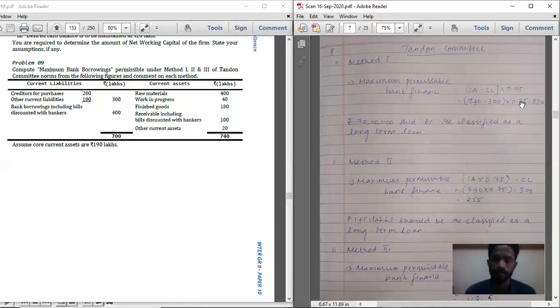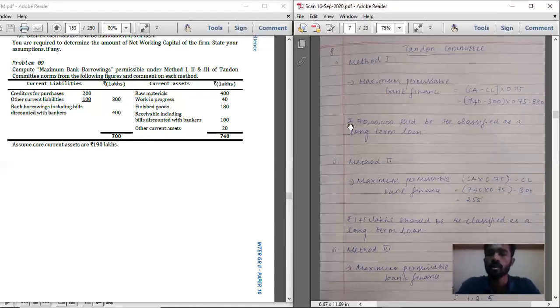Tandon committee is setting up three methods. Under the three methods only you can give loan, that is working capital loan. Above that you can't give any working capital loan to any company. So under method 1, the maximum permissible bank finance is only 330 lakhs, whereas bank has already given 400 lakhs of working capital loan. So out of that 400 lakhs, 330 can be allowed. Remaining 70 lakhs should be disallowed and it should be converted into long-term loan. It should not be kept as working capital loan.